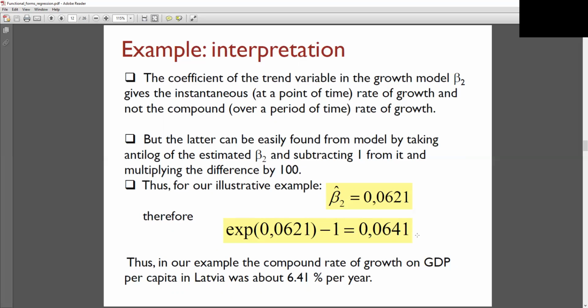So 6.21, which you obtained in the previous slide, is the instantaneous rate at a point of time. But over the time period, if you want to find the compound growth rate, you can very well use it by just finding the anti-log of the slope. If the slope is 0.0621, you take the anti-log of it. It's very simple in Excel. Simply use the formula EXP. So EXP of 0.0621 will give you the anti-log of it. Then minus 1, and you'll be getting 0.0641, into 100. That is 6.41% per year. So this is the compound growth rate.